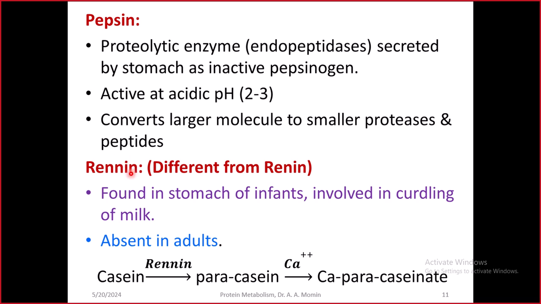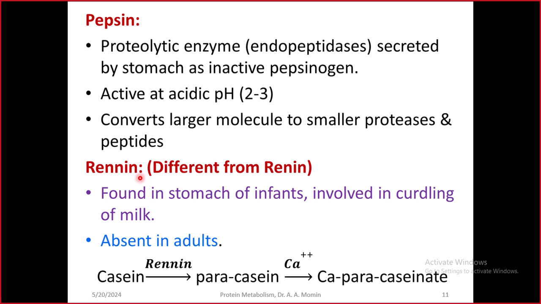There is one more hormone called renin. It is present in the kidney, in the excretory system, in the renin-angiotensin system. These two are different. The double N rennin is an enzyme, and the single N renin is a hormone. This double N rennin is useful for the digestion or curdling of milk, and it is present in the infant.